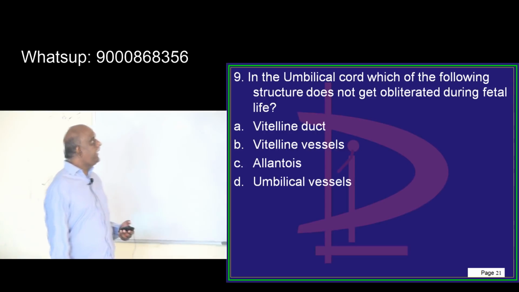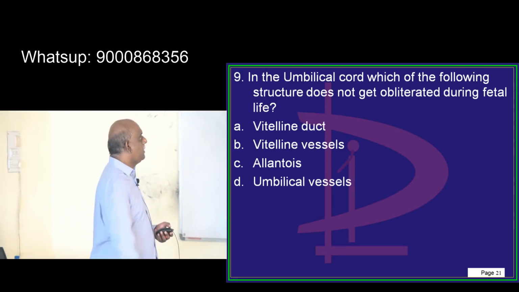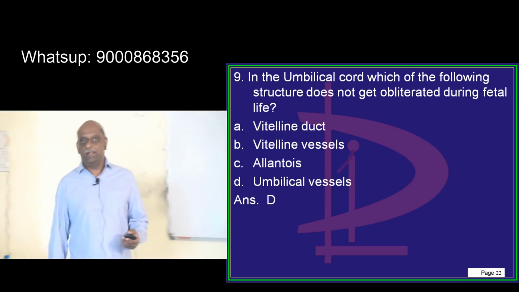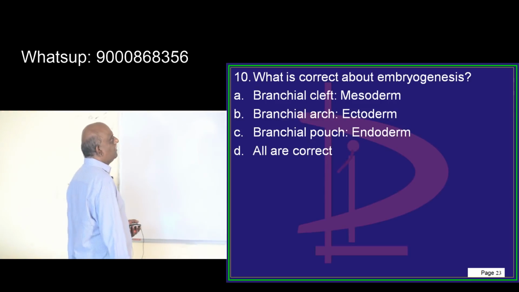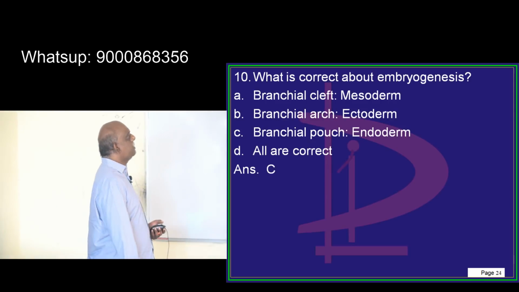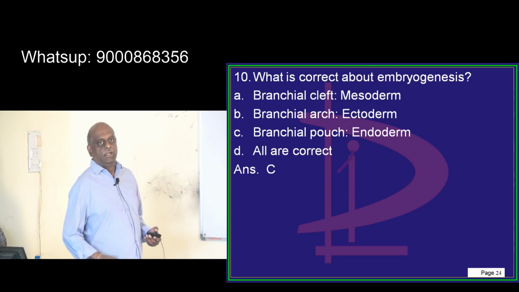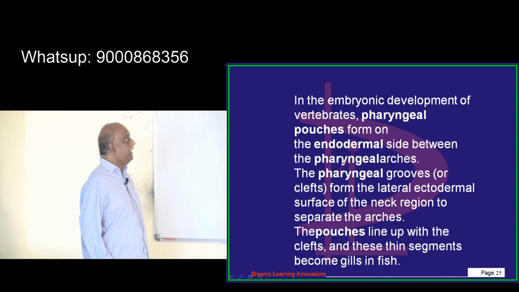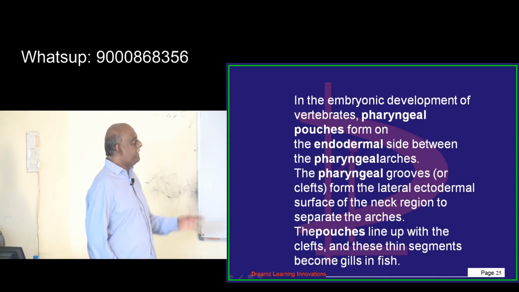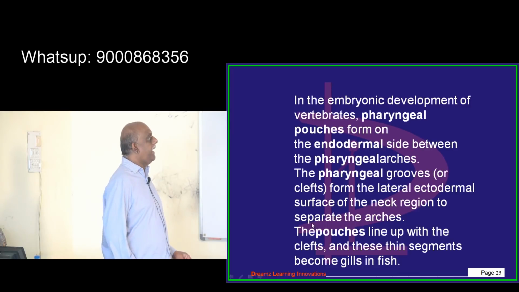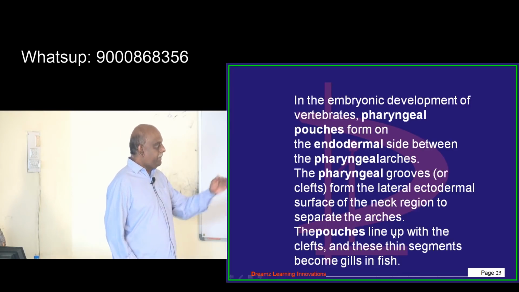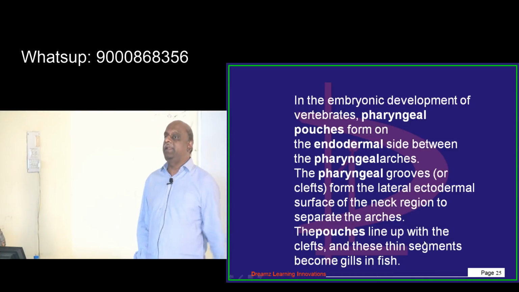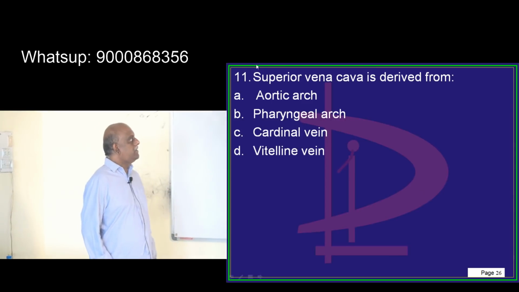In the umbilical cord, which is not obliterated? Obviously umbilical vessels still remain in our adult life. Now, what is correct about embryogenesis? The branchial pouch derives from endoderm. The pharyngeal pouches form the endodermal side between the pharyngeal arches, and the pharyngeal grooves form the lateral ectodermal surface, and they separate the arches, and the pouches line up with the clefts, is what you need to fundamentally remember. This is a beautiful question.